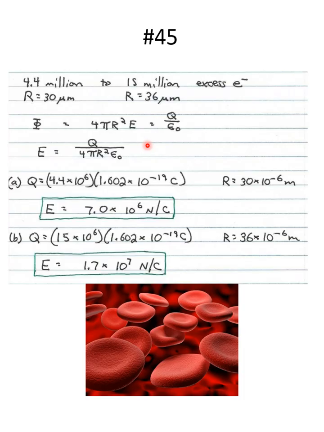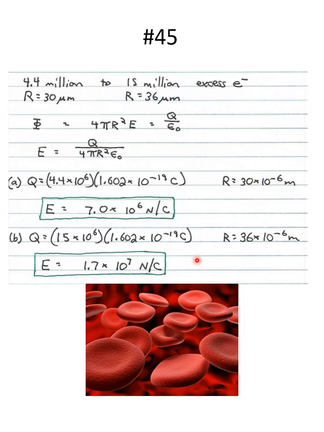Then we're going to solve for the charge. So with the rabbit cells, the charge is 4.4 million times this much coulombs for an electron. And we're going to use that the radius is 30 times 10 to the negative 6 meters. So we're going to plug in what we get for charge here, what we get for the radius, and you should get an electric field of 7 times 10 to the 6 newtons per coulomb.